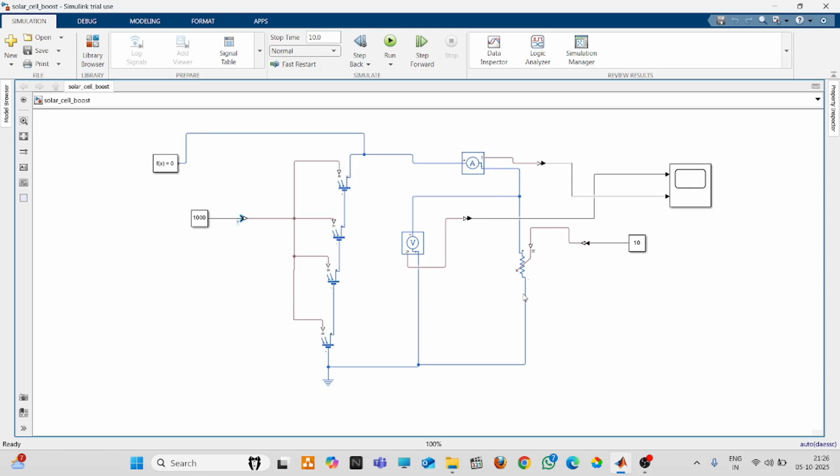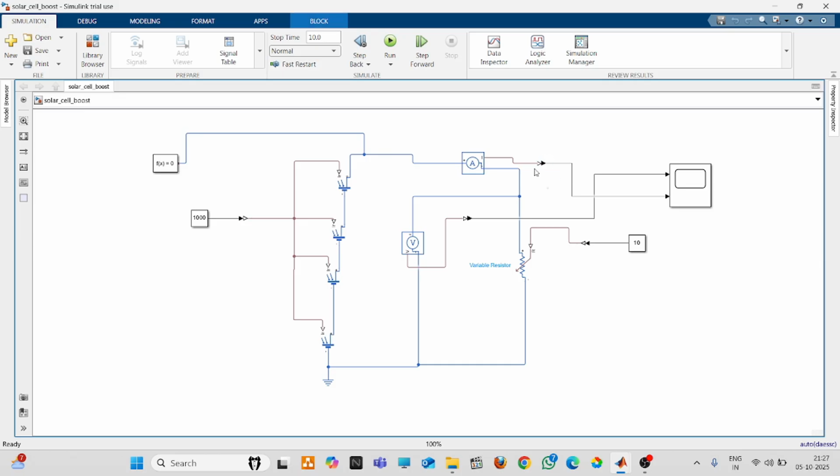Now at the load we have a variable resistor, and we are giving a constant value. It means this is the highest value. By varying the pot of the variable resistor, you can vary the load value. So this is connected. Now again, you can see this is the entire physical system. You need to see your output in the Simulink.